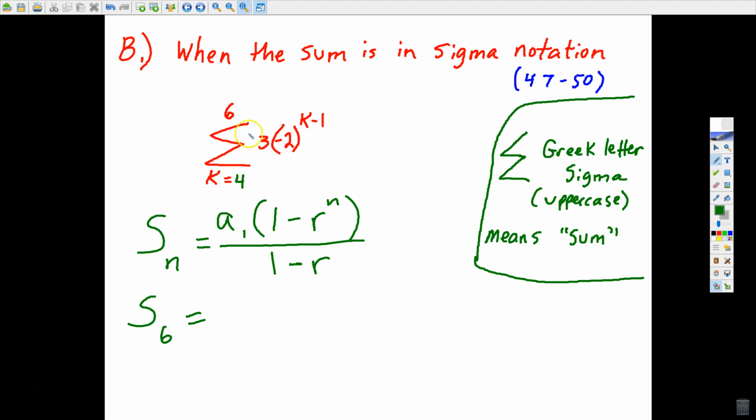So train yourself. Once again, you'll be better off for it if you train yourself to think top minus bottom plus 1. All right, so back to the rest of our formula.